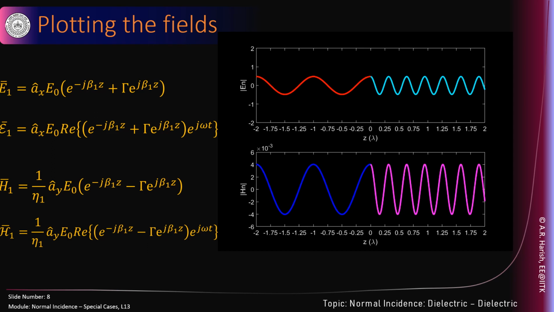If the minimum goes to 0, then it is a pure standing wave. The maximum will not go to infinity. The maximum will go to a value of 2 times E naught when gamma is equal to +1 or -1.